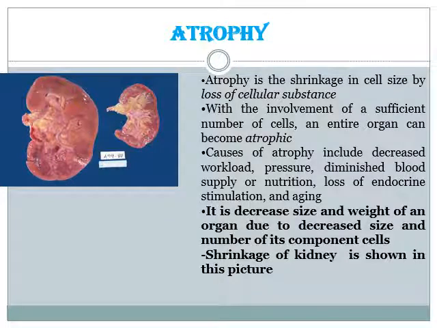Atrophy. It is the shrinkage in cell size by the loss of cellular substance. With the involvement of a sufficient number of cells, an entire organ can become atrophic. Causes of atrophy include decreased workload, pressure, blood supply, nutrition, loss of endocrine stimulation, and aging. So, it is decreased size and weight of an organ due to decreased size and number of its component cells. Here is a shrinkage of the kidney, shown in this picture.